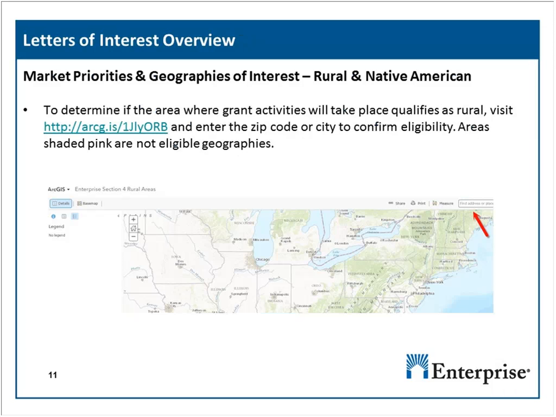And if you're not sure, we have this wonderful tool. It's in the LOI, but you can use this to determine whether or not your grant activities would qualify as rural. You just go to this link, you can put in your zip code, you can put in a city, and if it lights up pink, that means you're in an urban area, and that particular organization or grant activity would not be eligible under this program.